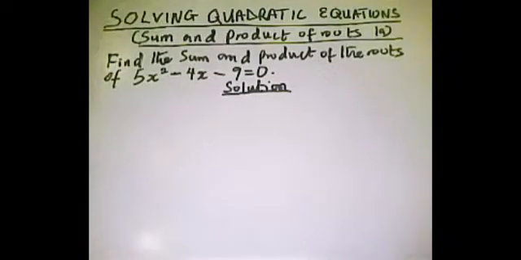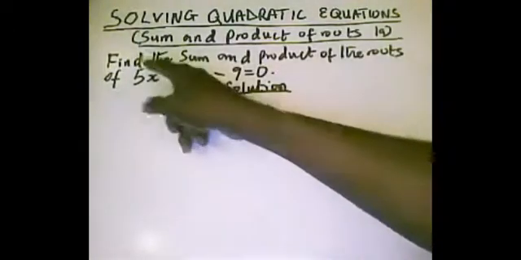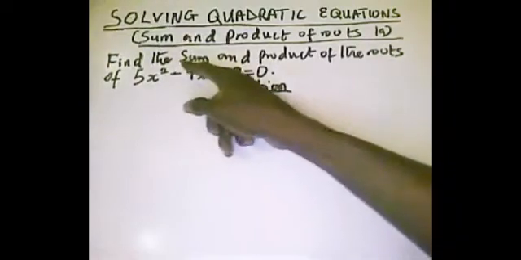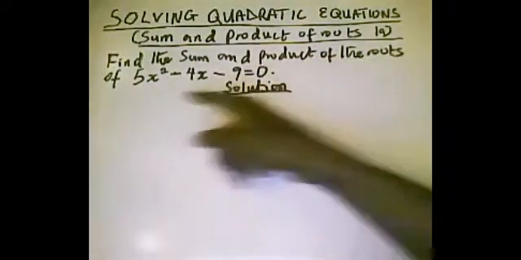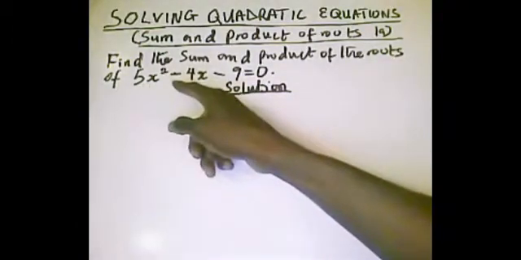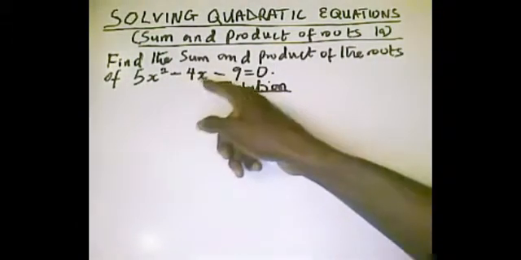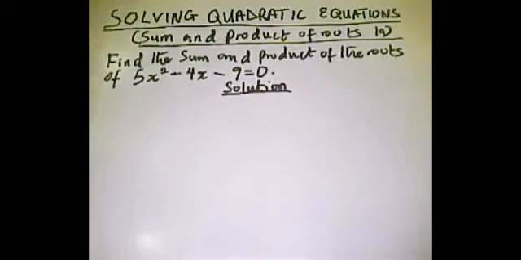For our lesson today, we are looking at sum and product of roots. Sum and product of roots. Now let us consider the first example right there on the board. It says find the sum and product of the roots of 5x squared minus 4x minus 9 equals 0.